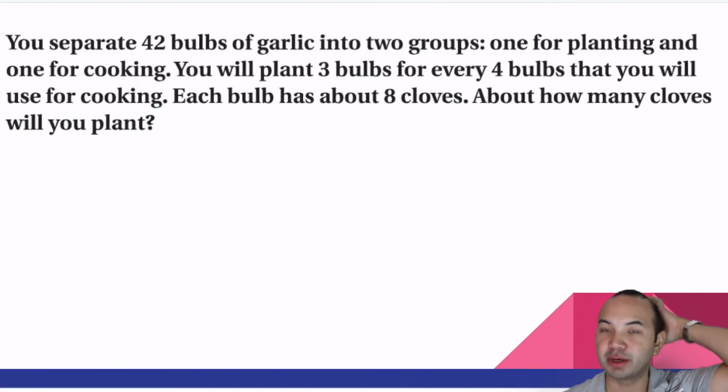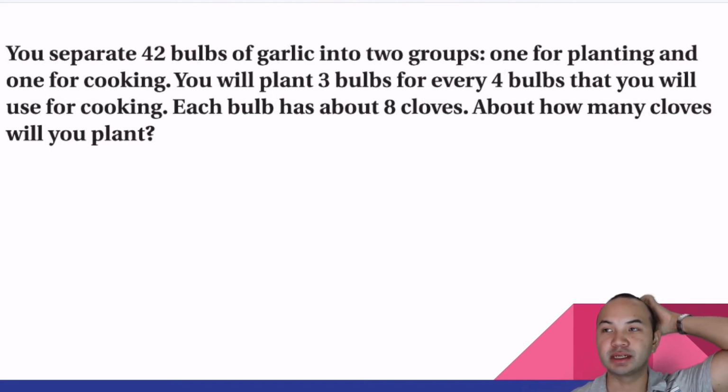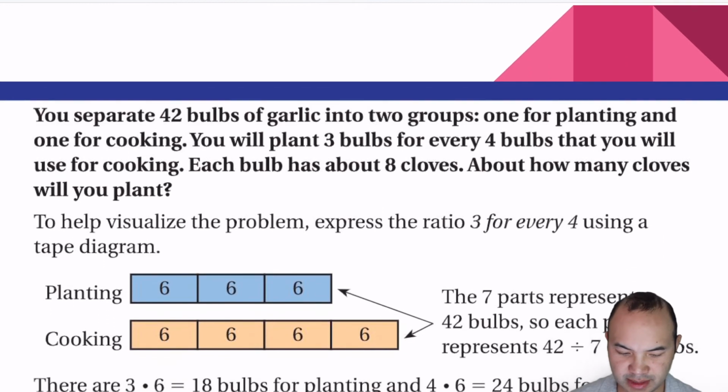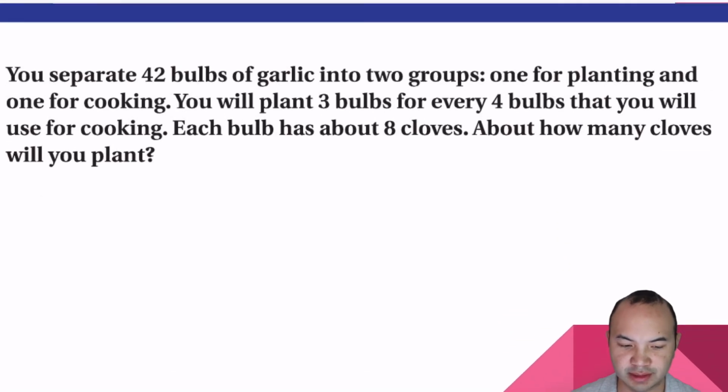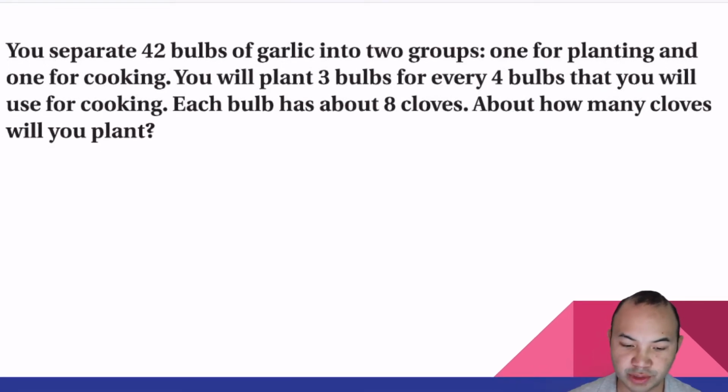And here's another ratio problem. And again, a lot of these ratio problems, you're going to be using bar modeling. They might call it something else, like tape diagram or something, but I'll just call it bar modeling. So it says you separate 42 bulbs of garlic into 2 groups, one for planting and one for cooking. You'll plant 3 bulbs for every 4 bulbs that you will use for cooking. Each bulb has about 8 cloves.